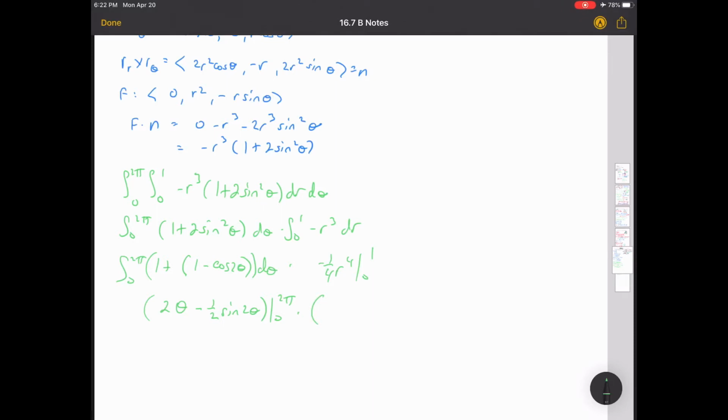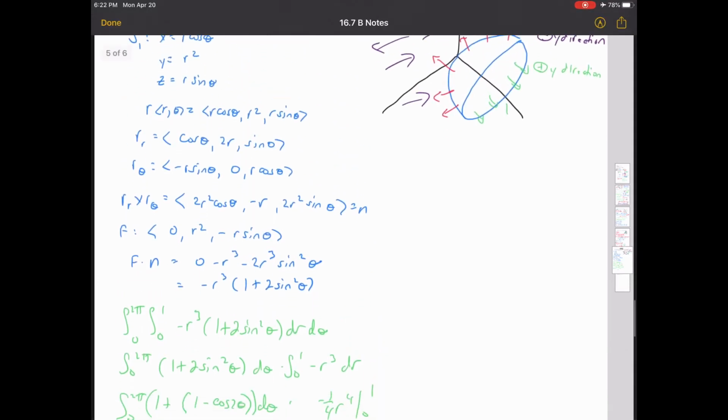And then over here we're going to get negative 1/4 minus, plugging in 0 gives us nothing. So it looks like, if we plug in 2 pi into the first one, we're going to get 4 pi minus 0, minus 0, times negative 1/4. So it looks like I get 4 pi times negative 1/4, which is just going to be negative pi. So that's the portion which is coming out of the paraboloid.